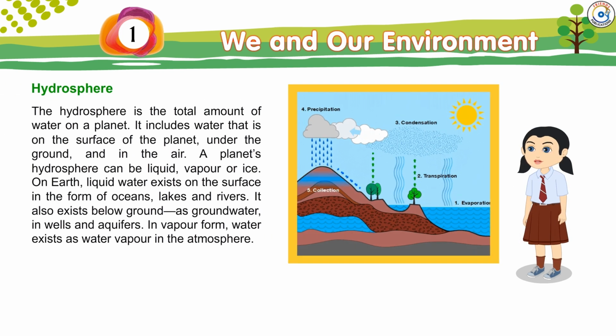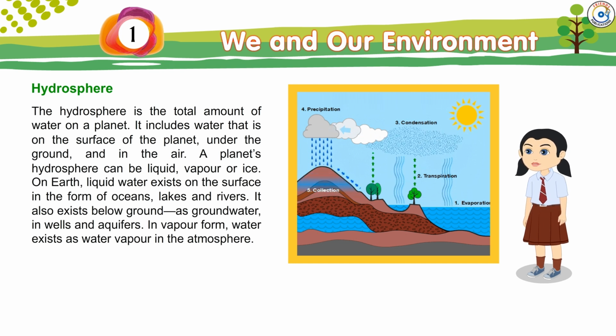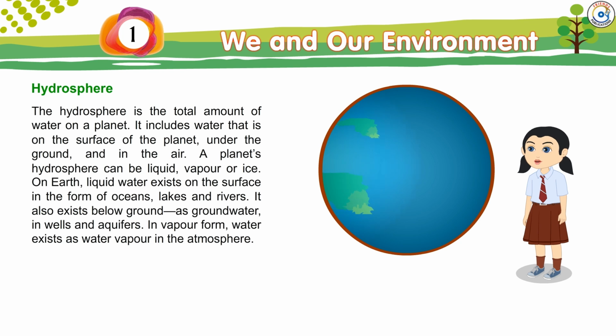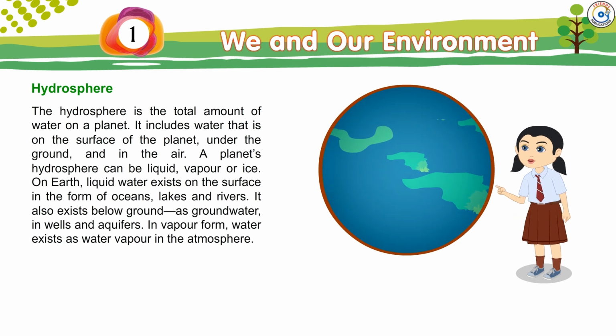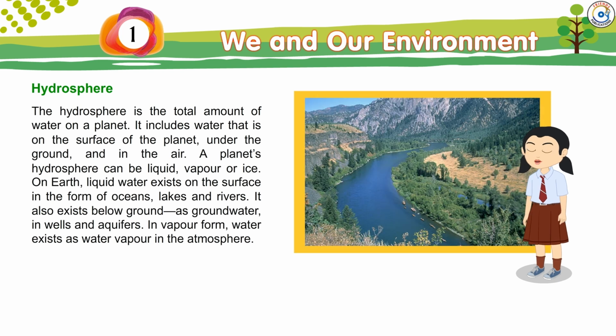Hydrosphere. The hydrosphere is the total amount of water on a planet. It includes water that's on the surface of the planet, under the ground, and in the air. A planet's hydrosphere can be liquid, vapor, or ice. On Earth, liquid water exists on the surface in the form of oceans, lakes, and rivers.